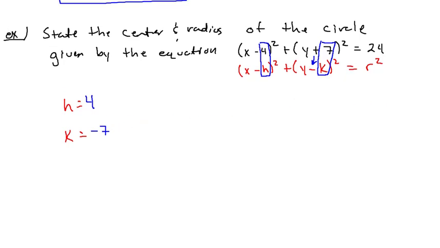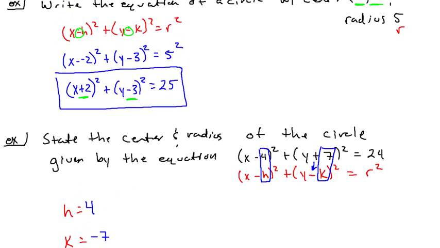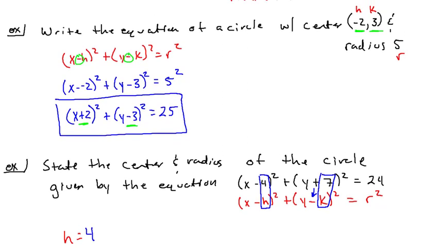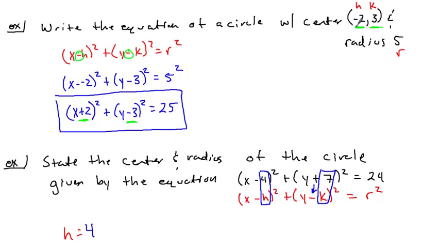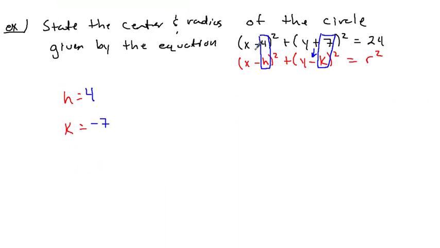And if that makes sense to you, or if it doesn't, remember when we went back up to our previous problem and I said that it's always the opposite, so -2, +2. And here we had -4, +4, +7, -7. Okay, so h is 4, k is -7.